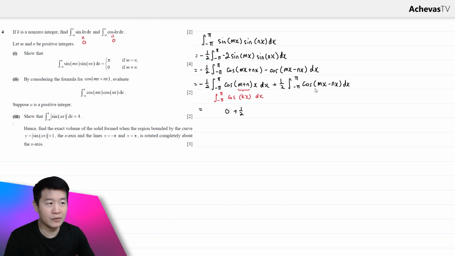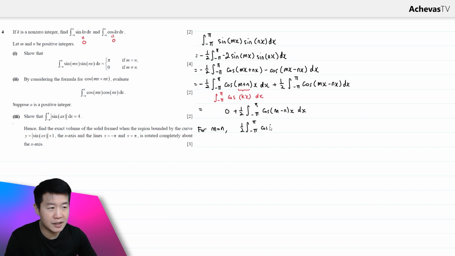Then plus half of this. Let me just rewrite this first: minus pi and pi, cosine (m minus n)x dx. As for this, because of the hint that is given to us by the question, we need to consider two possible cases. One is for m to be equal to n. When m is equal to n, what we have is going to be a half integration of minus pi to pi of cosine 0 dx, and cosine 0 is 1.